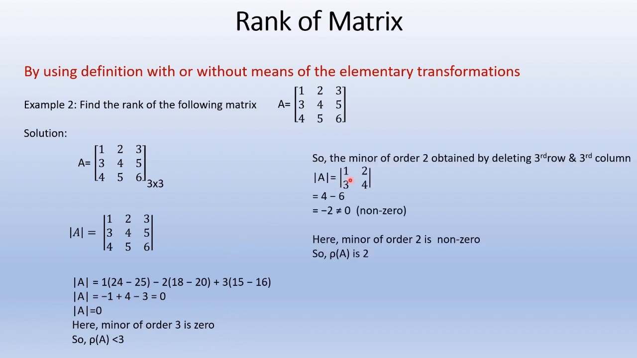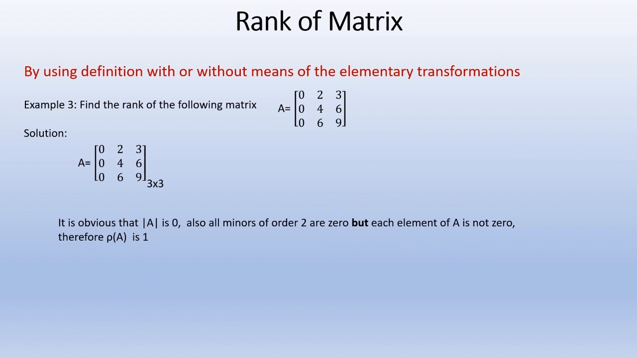So, the minor of order 2 is obtained by deleting 3rd row and 3rd column. ये determinant A है, which is 4 minus 6, which is minus 2, non-zero. Minor of order 2 is non-zero, so rank of A is 2.